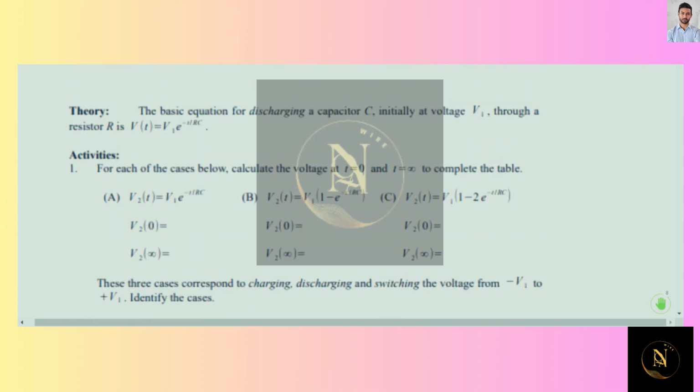So first, this is the same function as we discussed. Therefore, when time is 0, voltage equals V1. When time is infinity, voltage equals 0, roughly. So it tries to approach 0.